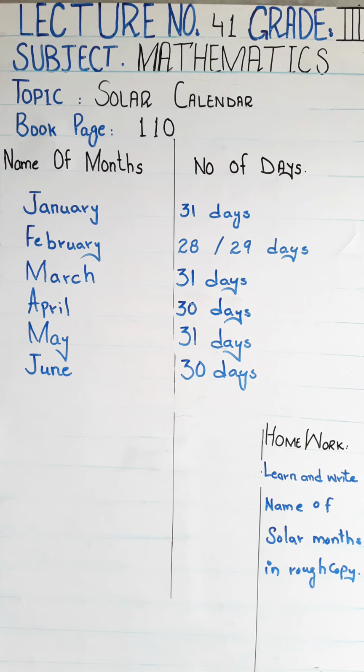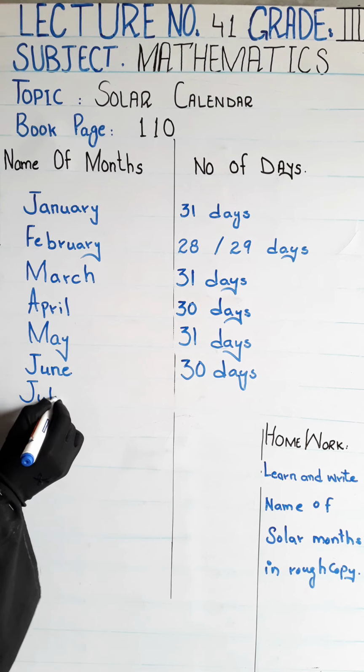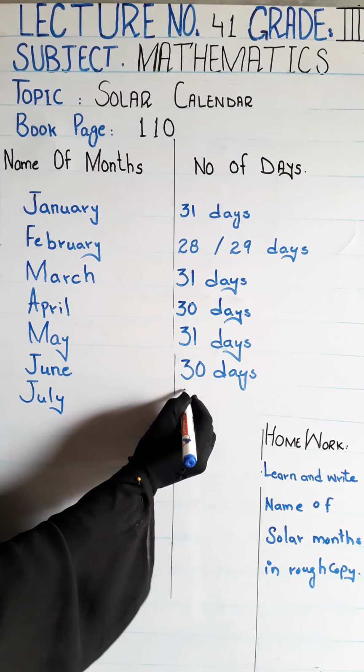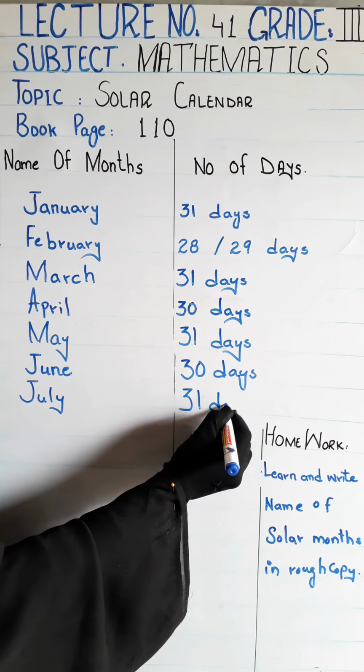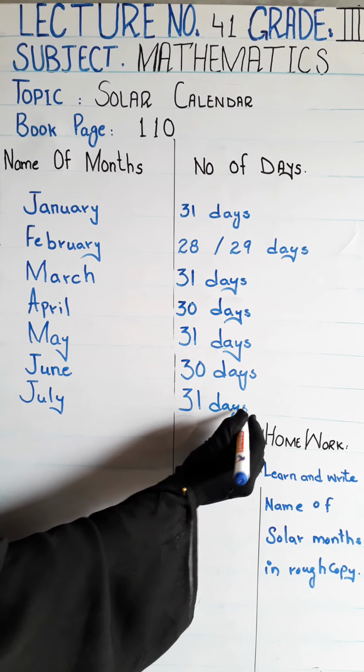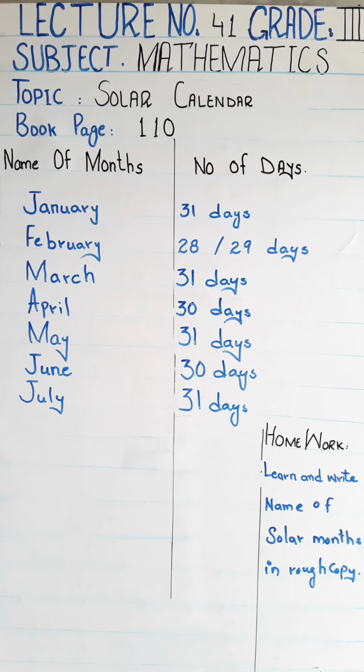After June, which month comes? July. Good. How many days in July? Yes, 31 days. Clear? So the first month is January, 31 days. The second month is February, 28 or 29 days. The third month is March, 31 days.